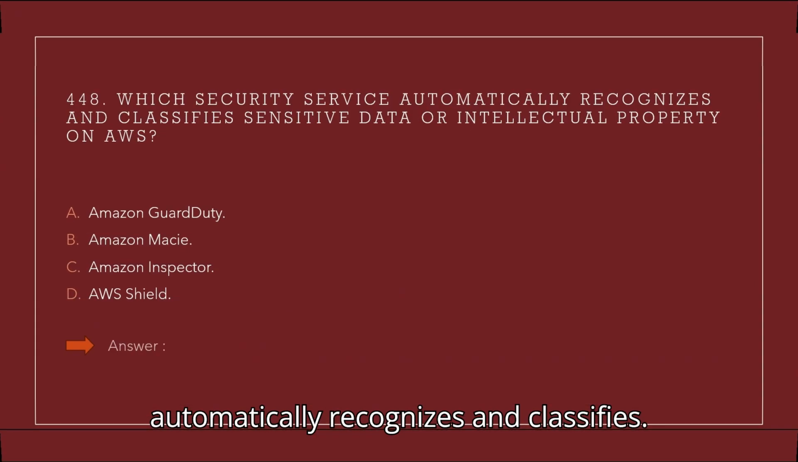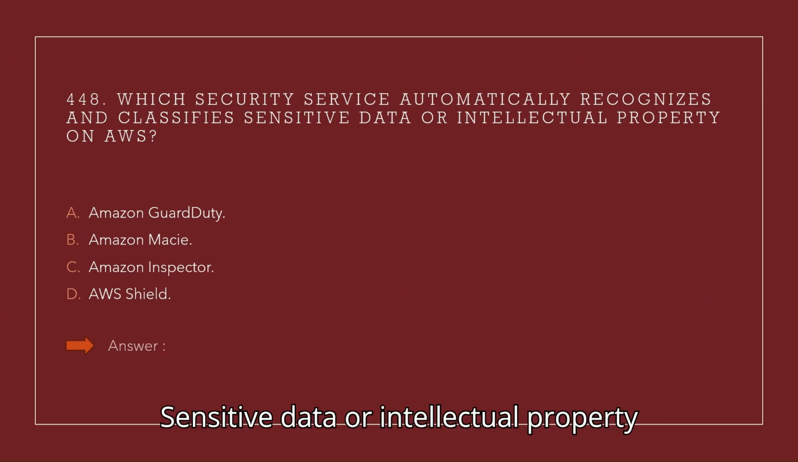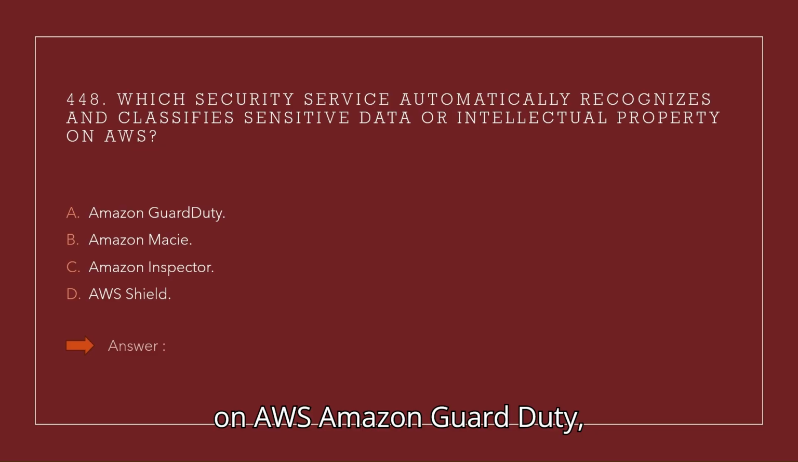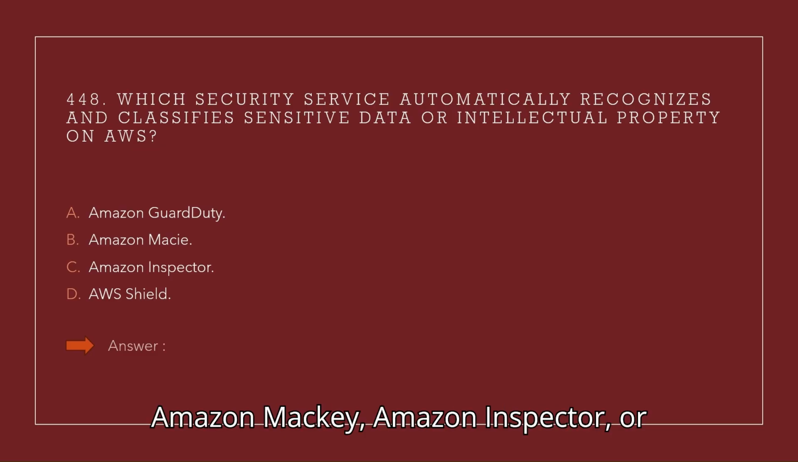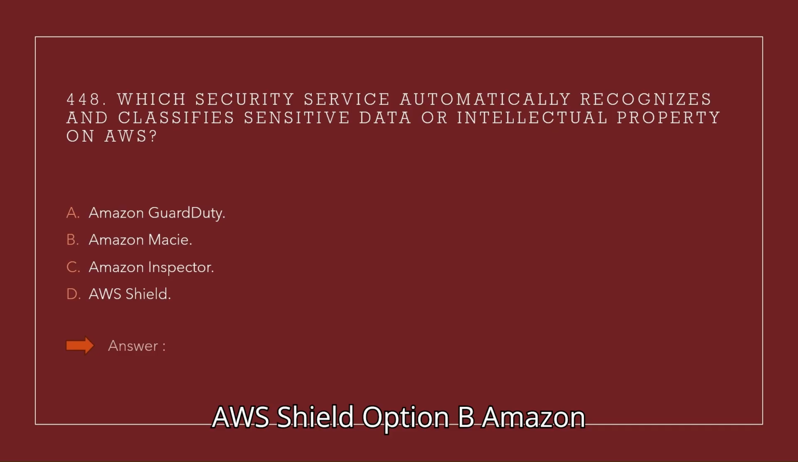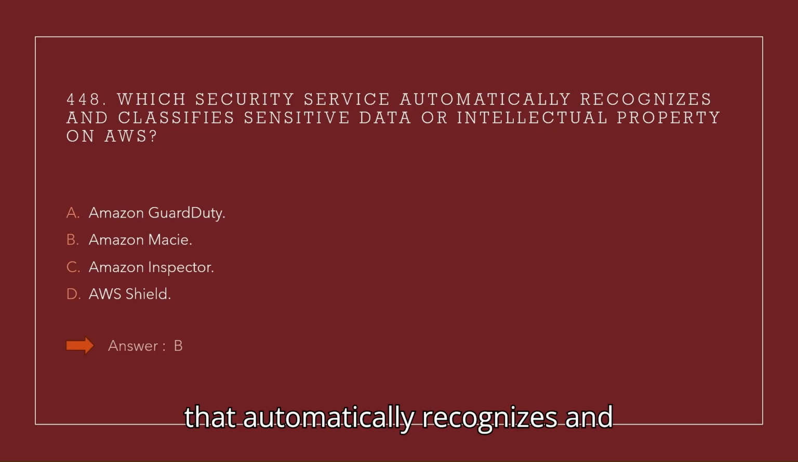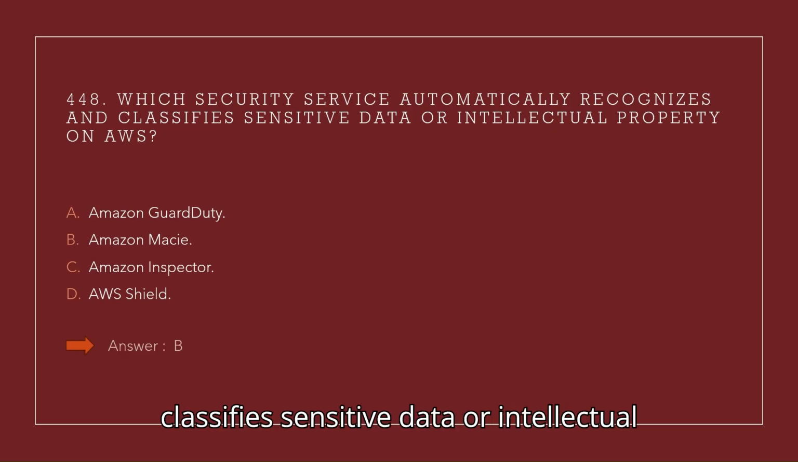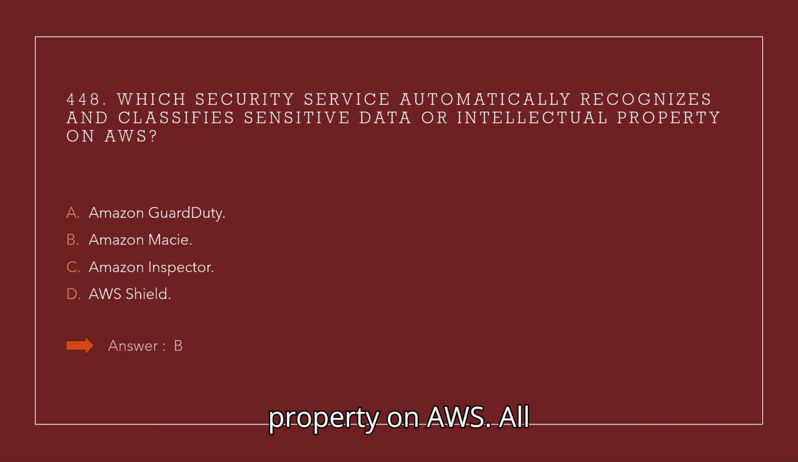Next question. Which security service automatically recognizes and classifies sensitive data or intellectual property on AWS? Amazon GuardDuty, Amazon Macie, Amazon Inspector, or AWS Shield. Option B, Amazon Macie, is a security service that automatically recognizes and classifies sensitive data or intellectual property on AWS.